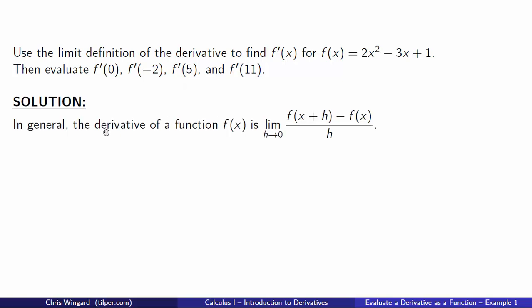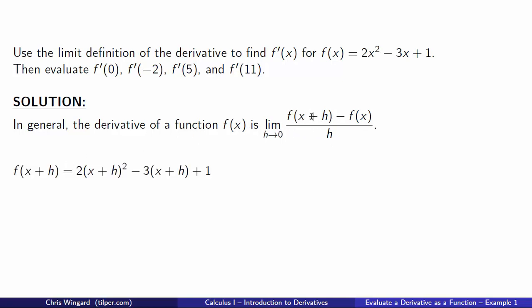So what we're going to do is start by saying, well, in general, the derivative of a function f of x is the limit as h goes to 0 of f of x plus h minus f of x all divided by h. So exactly the same thing we did when we evaluated the derivative at a point, but instead of talking about the specific point x equals c, we're just leaving everything as x. So our result from this limit is just going to be a function of x.